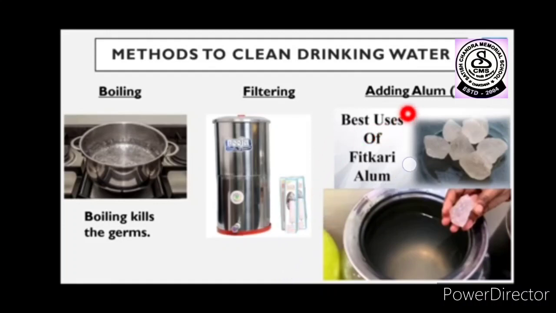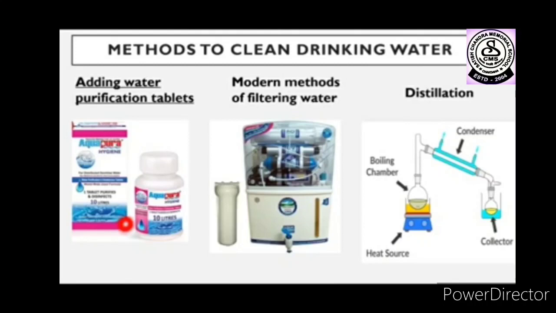Best of all is using alum. It is also called Fitkery alum. These types of material, if we add them to the water, will clean the water. In many village areas, people are adding chlorine to their water tanks or wells, or in their bucket they are putting chlorine to make the water clean. They are putting alum in the water to make the water clean. Other methods you can find: adding a water purification tablet. Some tablets are there. If we put the tablet into the water, it will clean the water.